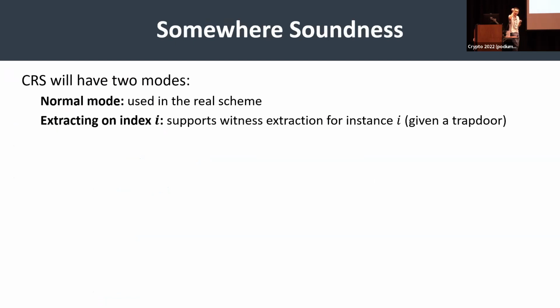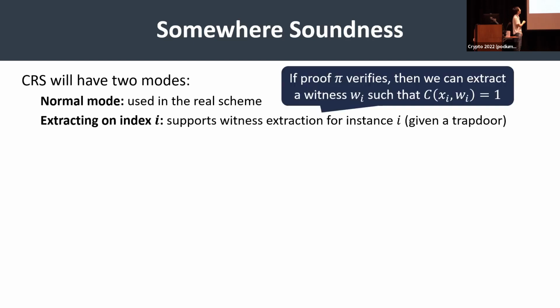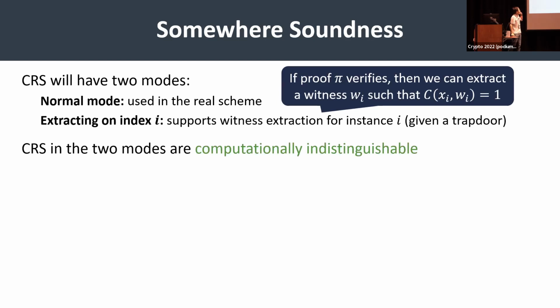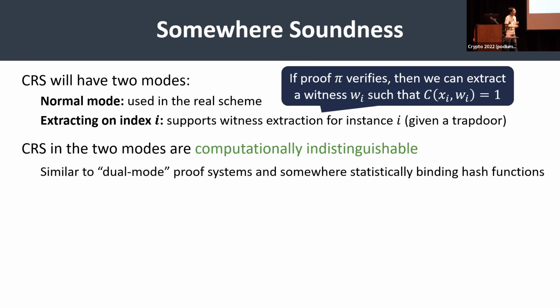The extracting mode will have a special index i associated with it. When you sample a CRS in the extracting mode, there will be a trapdoor that will allow you to take a valid proof and extract from it a witness, but not a witness to all of the instances. We can't hope to do that because we don't have enough information. It will allow us to extract a witness for just the ith instance. So if the proof verifies, I can find a witness w_i such that it is a valid witness for the ith instance. Moreover, we will require that the common reference string in these two modes are computationally indistinguishable. This is very similar to notions like dual mode proof systems or somewhere statistically binding hash functions, a very similar paradigm.